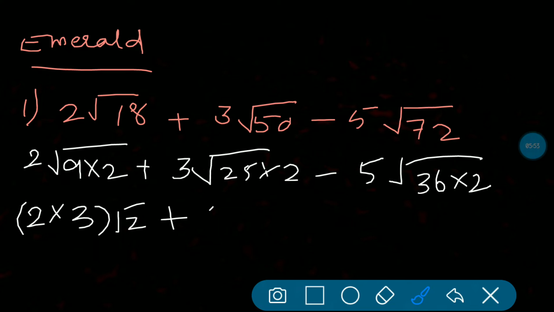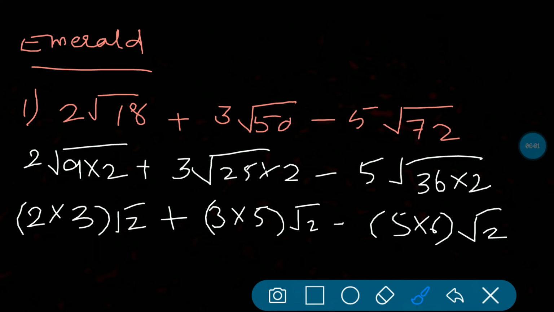Root 2 plus 3 into 5 root 2 minus 5 into 6 root 2. Now, by this time you should be able to understand everything I have taken, because in challenges we have deeply explained. So now when you come to packages, you should be really fast.